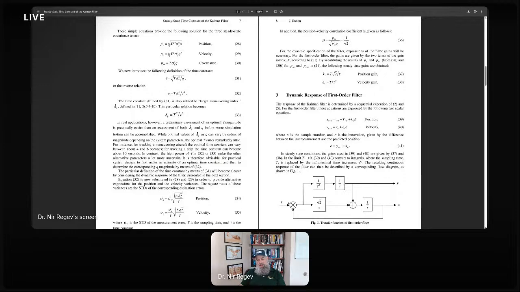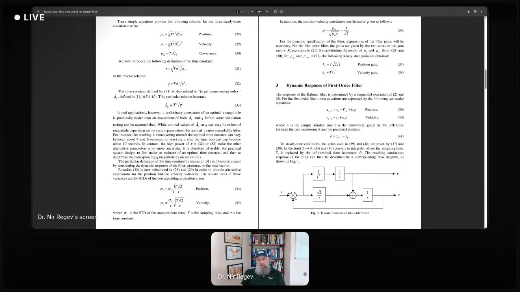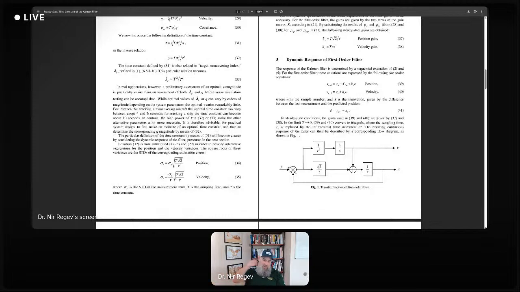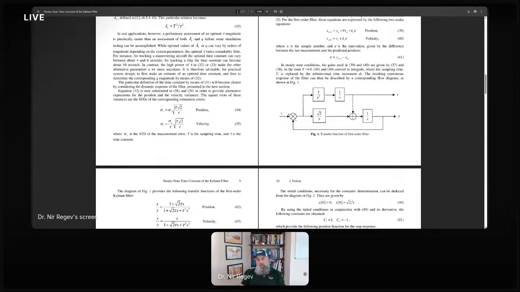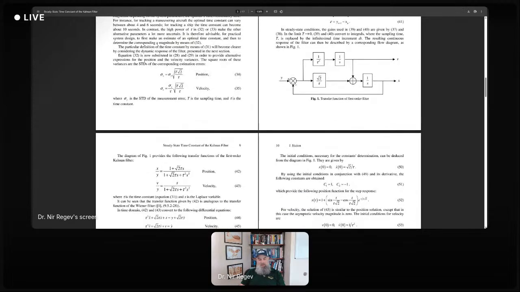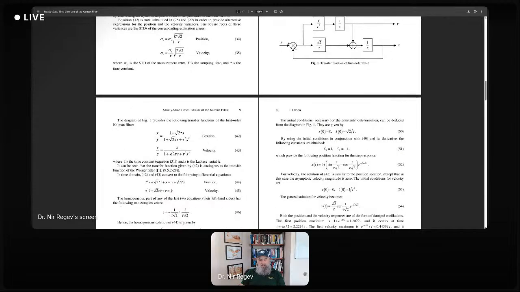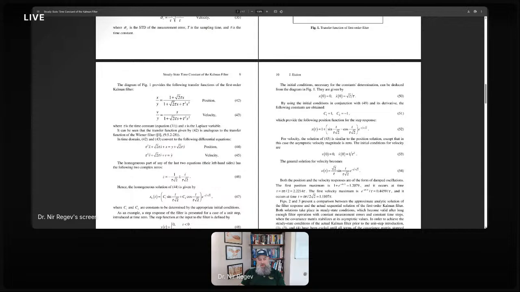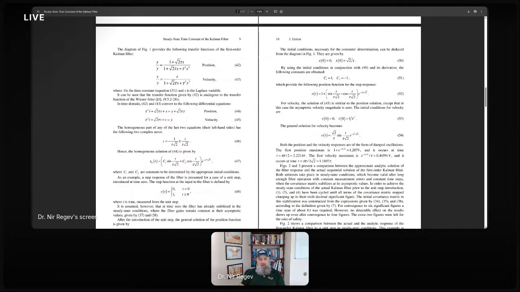Then he goes on and says what's the dynamic response of the first order filter. He lists the difference equations, and he takes T to zero, which means that we're now dealing with a pseudo analog system which we can describe in the Laplace domain. And he described this system in the Laplace domain and derived the Laplace transfer functions for the velocity and for the position. From it, he also derived the differential equations, and he shows the differential equations' solutions.